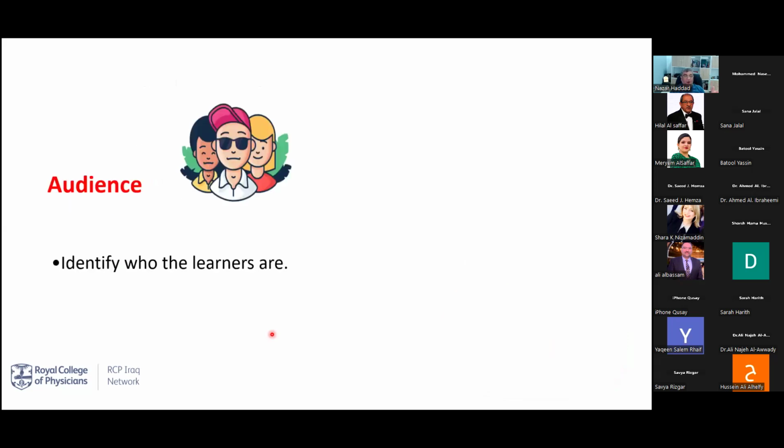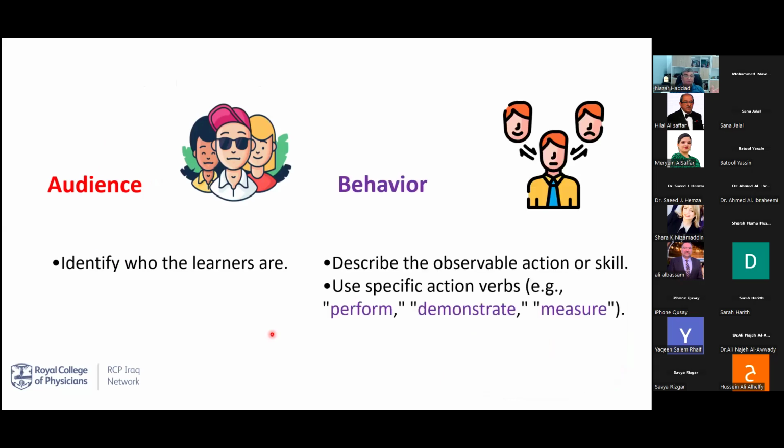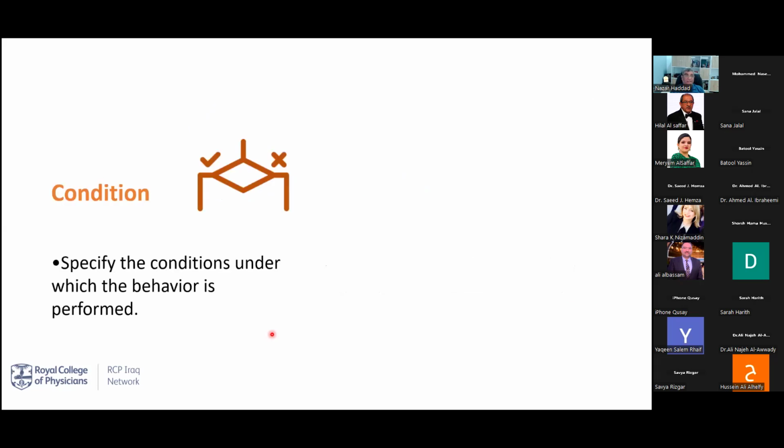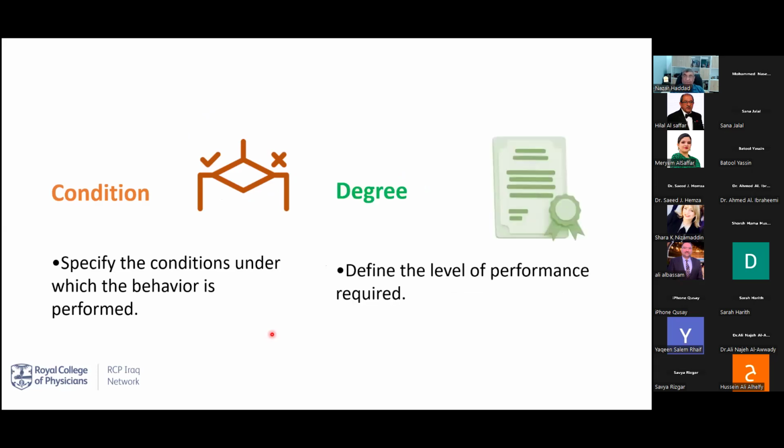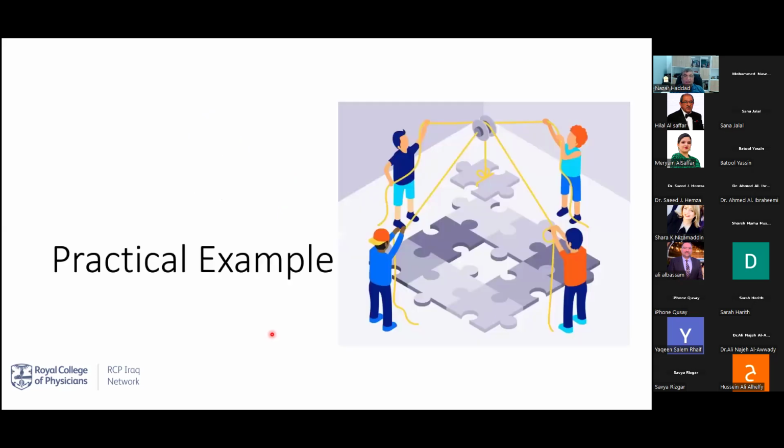As you know, for our audience, we should identify our learners. The behavior, we should describe with a skill verb, such as perform, demonstrate, or measure. Going back to the Bloom psychomotor wheel, we can find the perfect words for the practical sessions. Conditions: specify the condition under which the behavior is performed. And finally, define the degree of performance. So, let's practice that.